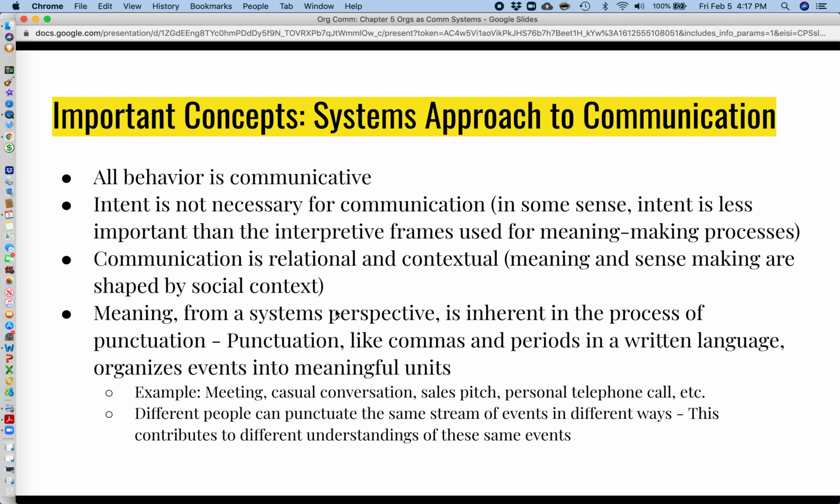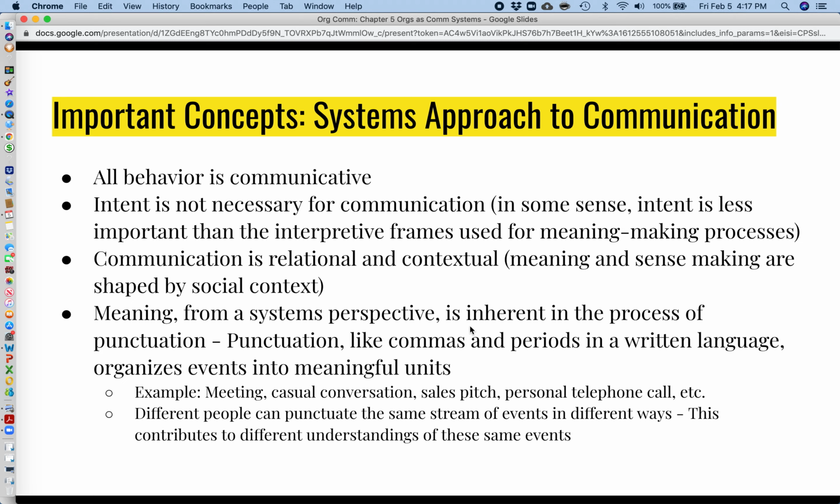Furthermore, meaning from a systems perspective is inherent in the process of what we call punctuation. Punctuation in systems processes is just like the punctuation in written language. It's the way that we organize information into meaningful units. So you put a period at the end of a sentence, and that indicates, hey, this is a sentence. This is a self-contained thought. And then you see another sentence and another period, and that helps you differentiate that sentence from the one that came before, and so on.